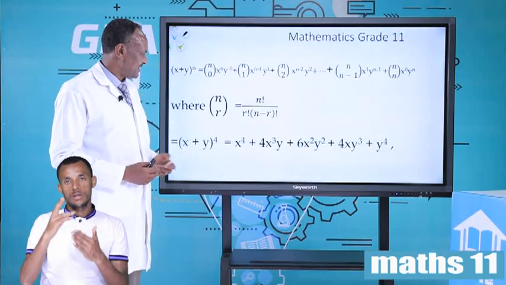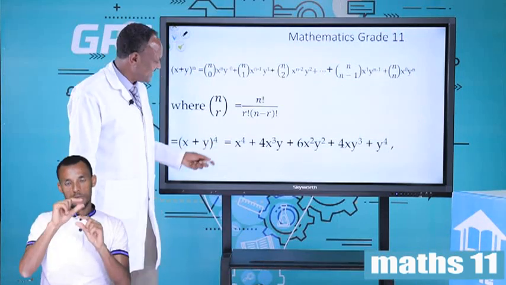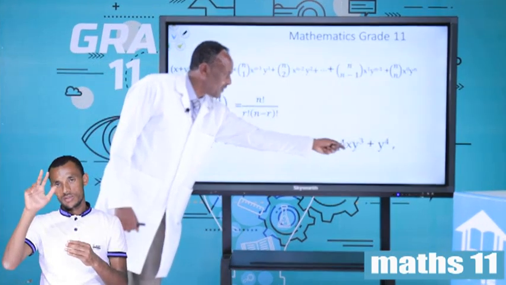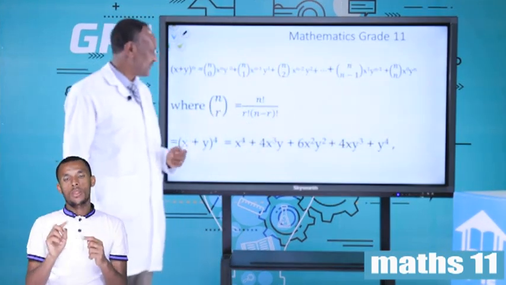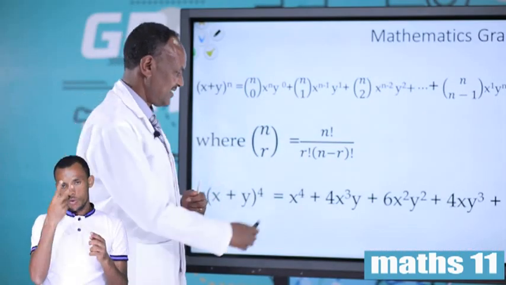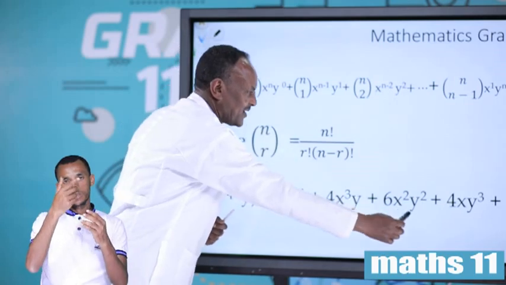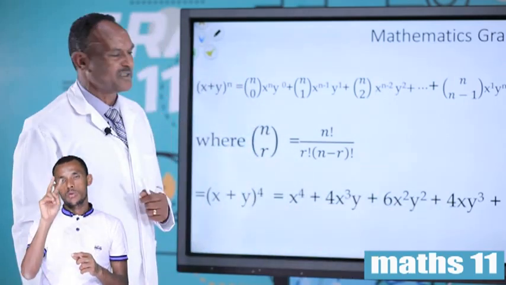What are the terms then? The exponent of x must decrease: x to the power of 4, x cubed, x squared, x to the power of 1, x to the power of 0. When you are looking at the reverse, we don't have y. That means y is to the power of 0, y to the power of 1, y squared, y cubed, y to the power of 4 it comes.